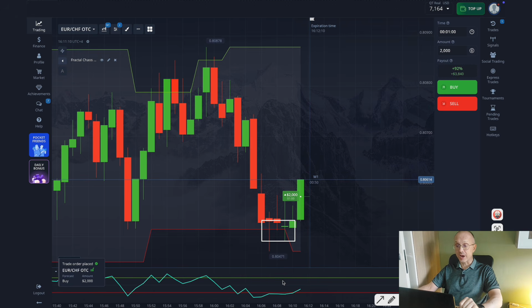The second signal comes from the Williams. When its turquoise line crosses the red line from bottom to top, it confirms the start of an uptrend. The Williams helps to determine overbought and oversold levels in the market, and when its line crosses downwards, it signals an upward movement.